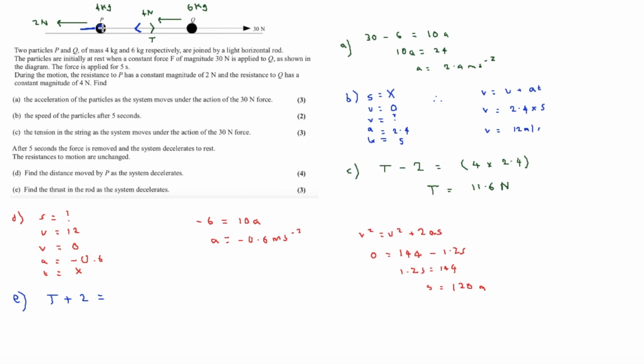So m is going to be equal to 4, and that's going to be times by 0.6. Now we've made it 0.6, not minus 0.6, as by saying it's T plus 2, not minus T minus 2, we're saying that this is now a positive direction as it's moving in this direction. So that's why it's 0.6, not minus 0.6. So that means that thrust is going to be equal to 0.4 newtons.